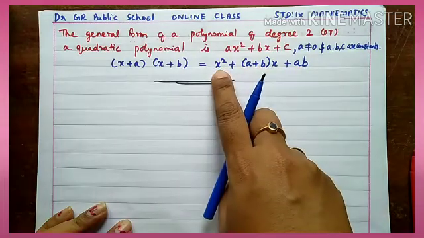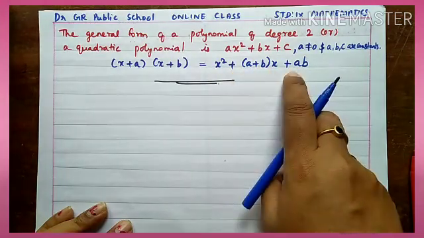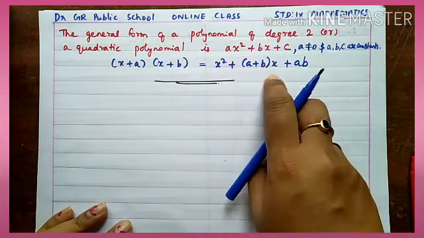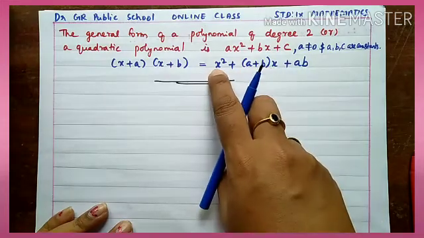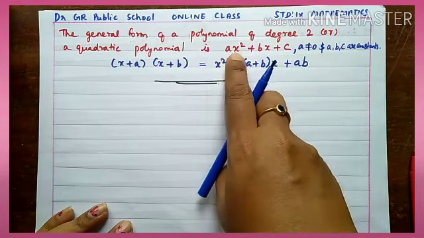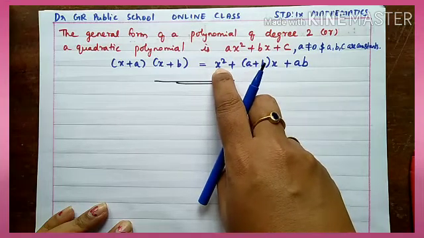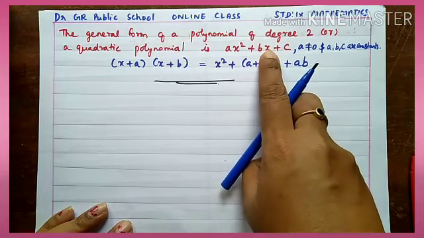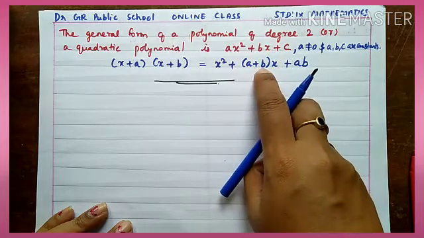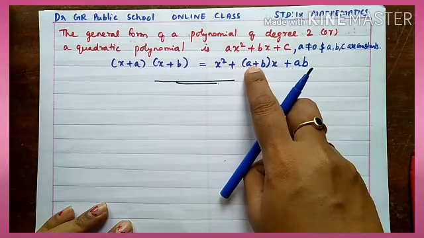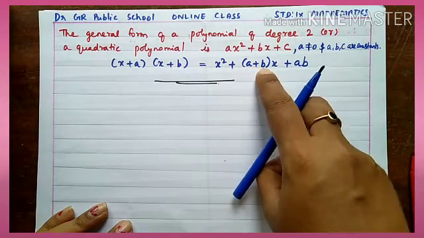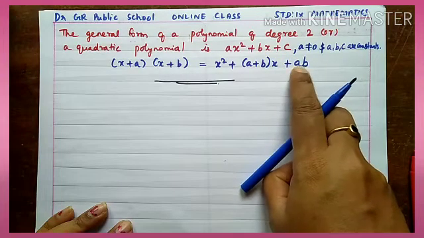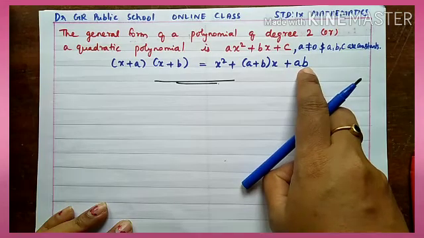So when you compare the RHS of this identity with our quadratic polynomial, what you can understand here is that the coefficient of x squared is 1, correct, and the coefficient of x here is a plus b, that is the sum of two numbers a and b, and the constant term, the third term, is ab, that is the product of two numbers.